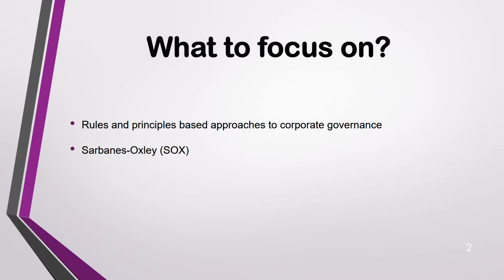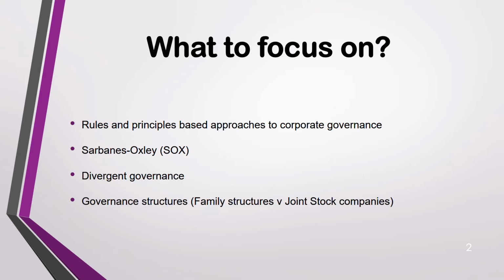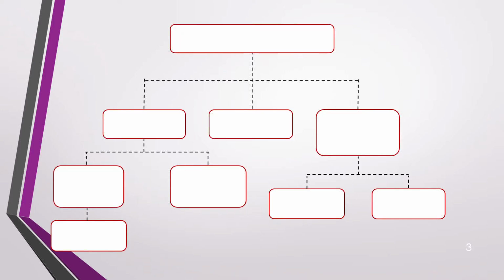Then Sarbanes-Oxley, the US Act for corporate governance, divergent governance structure like family structure versus joint stock companies, international convergence, OECD and ICGN. So these are the 5 areas that we are going to cover today. And this is a chart. Basically, what are we going to cover in the lecture?